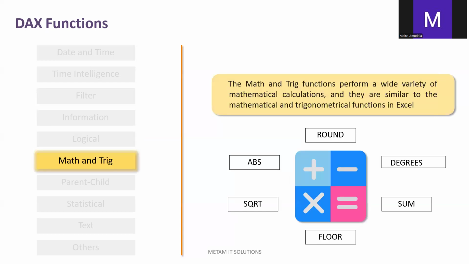The next one is mathematical and trigonometric functions. They perform a wide variety of mathematical calculations, and they are similar to the mathematical and trigonometric functions in Excel. Here we are using ABS, SQRT, FLOOR, SUM, DEGREES, ROUND. These are the mathematical functions. Coming to the trigonometric functions, you can use sine, cosine, cosecant, hyperbolic sine, hyperbolic cosine, and the inverse trigonometric functions like inverse cosine, inverse tan, inverse cos. These are the different types of trigonometric functions you can use in DAX.